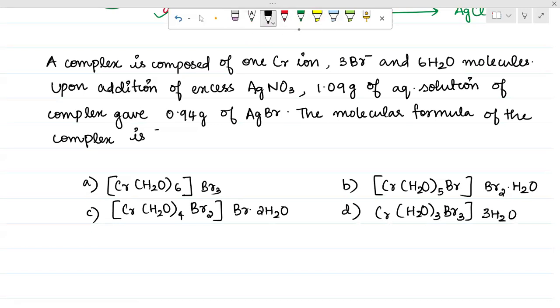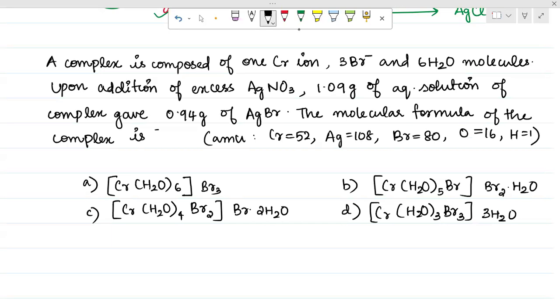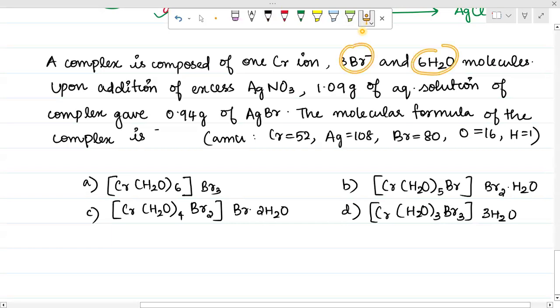Very beautiful question. The masses are also given. For chromium, it is 52. Ag, it is 108. For bromine, it is 80. Oxygen, 16. Hydrogen, 1. Okay, so they read the question. A complex is composed of 1 Cr, 3 Br minus, and 6 water molecules.